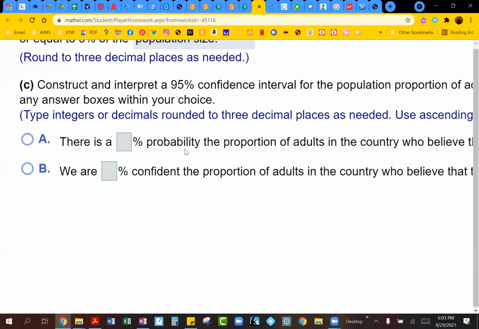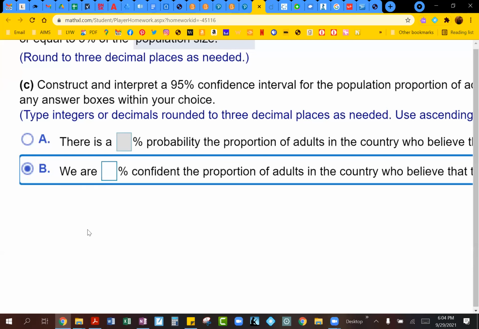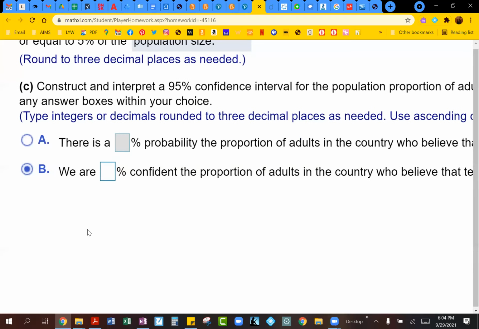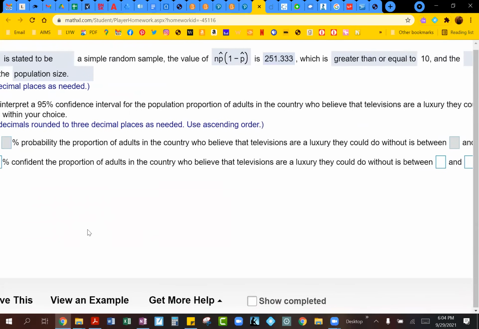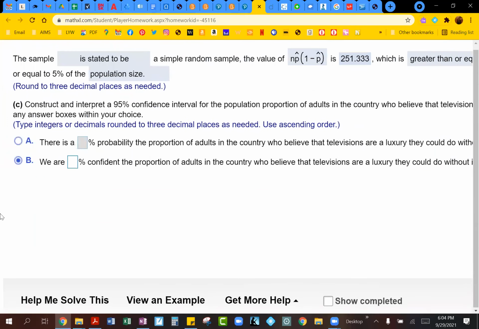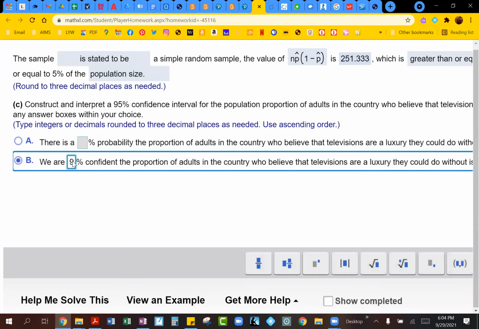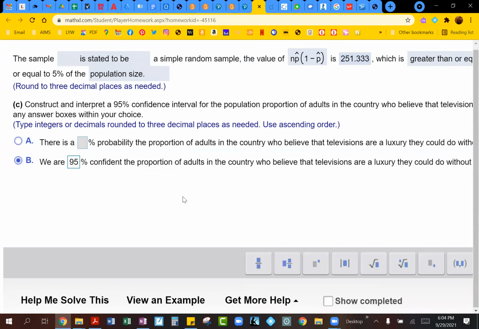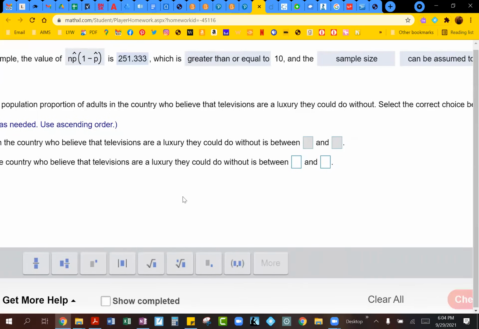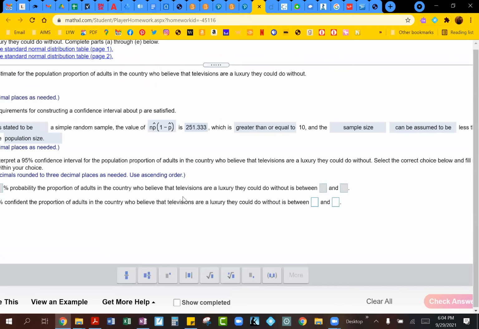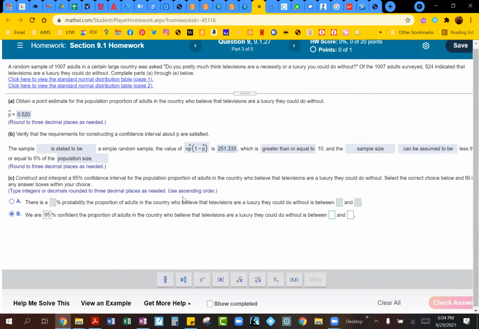You are not calculating the probability. So that probability is just there to throw you off. We are calculating the confidence interval. So just be sure about selecting the right option. It's not a probability. We're talking about a confidence interval. And they are telling us this is a 95% confidence interval. So we know we are 95% confident that the proportion of adults in the country who believe televisions are a luxury they can do without is going to fall between these two numbers. Now that's of course a calculation we will need to come up with.